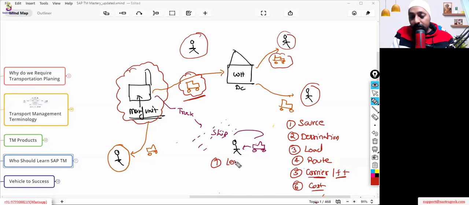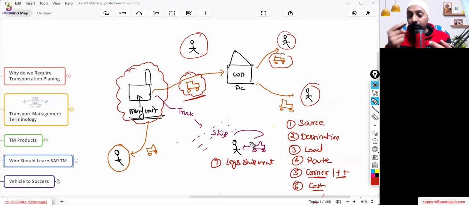How many legs would be there in the shipment? If it is from here to here, there's one leg. If you are sending it outside the country through the ocean, there would be one leg with the truck taking it to your port yard, and from the port it would go onto a ship, and then it will go to the destination port, and from the destination port it will go to your final customer location. So there would be multiple legs involved. So how many legs are involved?